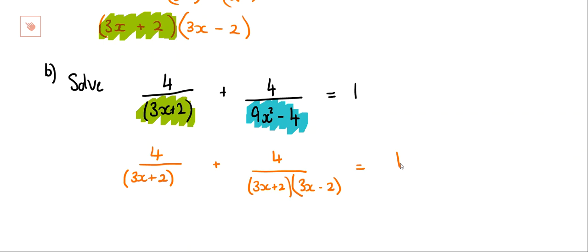Now you've all told me what's the best way of adding fractions? Make the denominators the same. Now in this case, we only actually have to change one of them, don't we? The left one. So we just need to multiply this by 3x minus 2. So we have to do the same to the top. Okay? Now, we can add those two together.